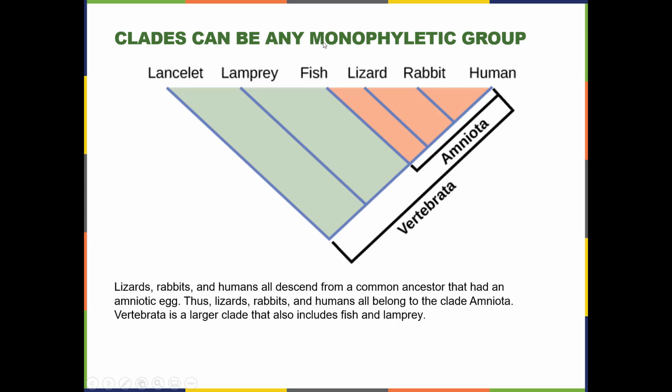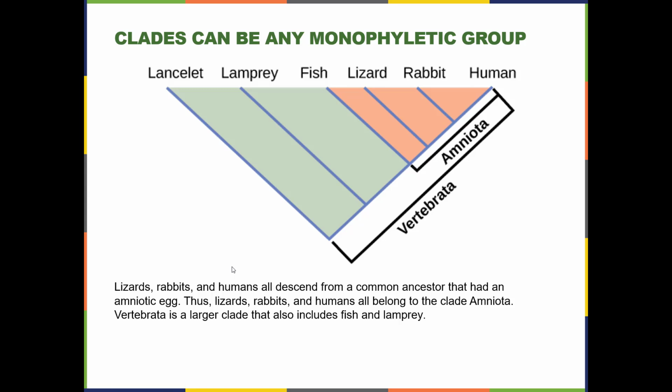Although sometimes it's more than one, but usually we have a derived trait that is the defining trait of that group. So for vertebrates, if you have an evolutionary tree and you have the backbone, see, this is wrong because Vertebrata, lancelet is not a vertebrate.